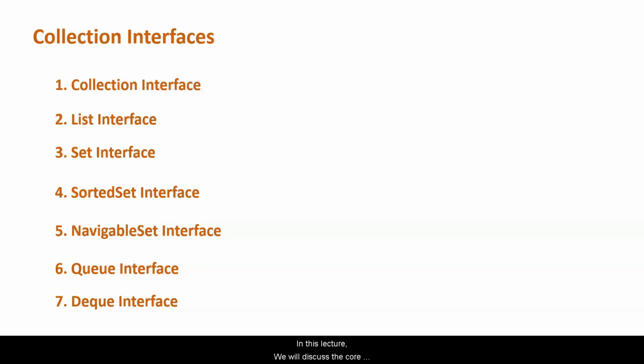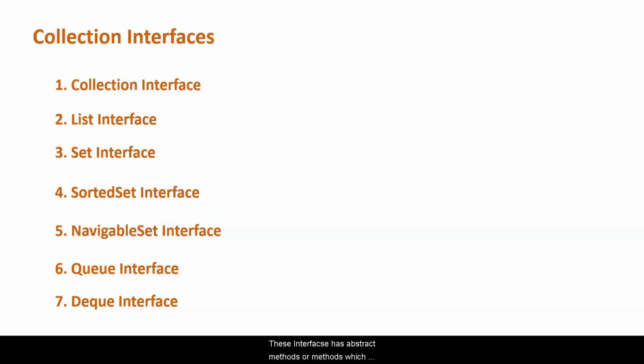In this lecture, we will discuss the core interfaces of the collection framework. Mainly, there are 7 interfaces as shown here: Collection interface, List interface, Set interface, SortedSet interface, NavigableSet interface, Queue interface, and Deque interface. As I said earlier, Java collection classes such as ArrayList, LinkedList, queues, stack, hash sets, tree sets, and so on implement these interfaces.